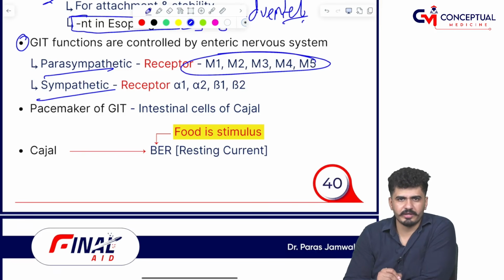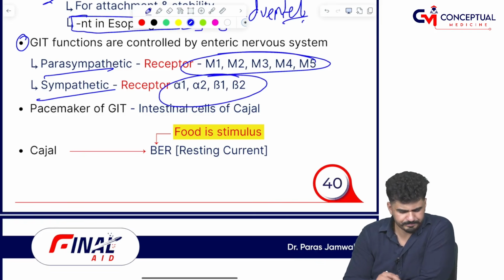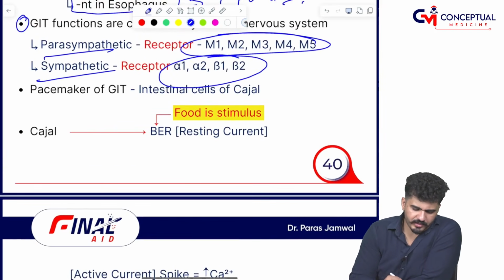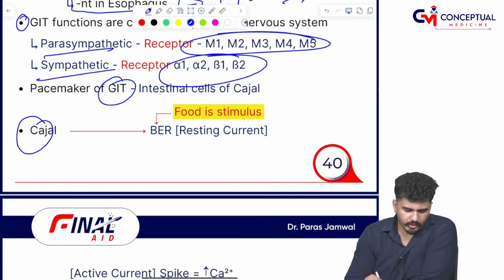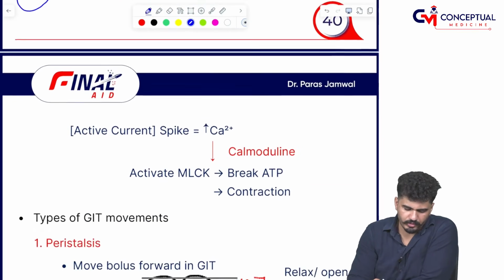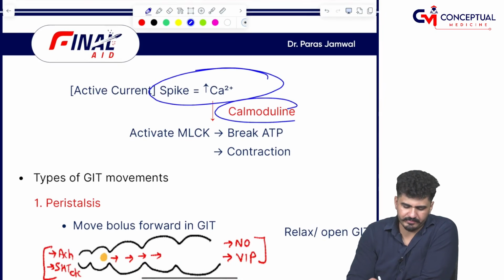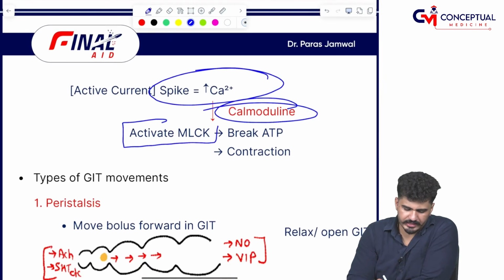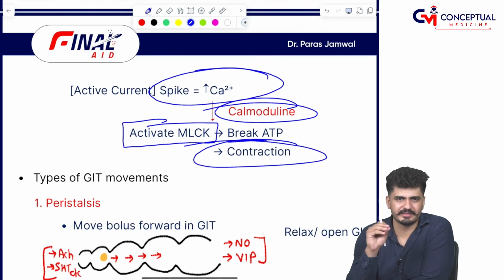Now GIT functions are controlled by the enteric nervous system, whereas parasympathetic and sympathetic also act. Parasympathetic goes with M1, M2, M3 and M4 receptors, which we'll talk about in the pharmacology session also. Sympathetic goes by alpha and beta receptors. Now the pacemaker of GIT: who is the pacemaker? It is the interstitial cell of Cajal. The Cajal cell generates a basic electrical rhythm with the stimulus of food. After that, spikes come and then calcium increases. That activates calmodulin, and with calmodulin, myosin light chain kinase is activated, which breaks ATP and there is a contraction. This is how peristalsis happens.